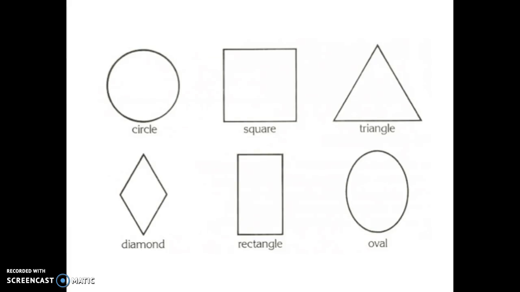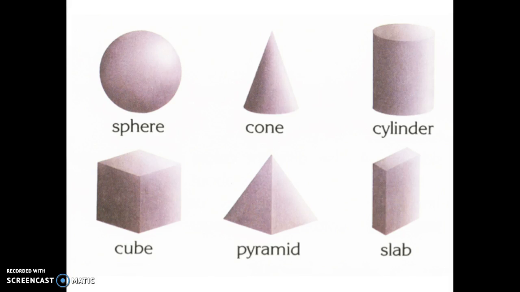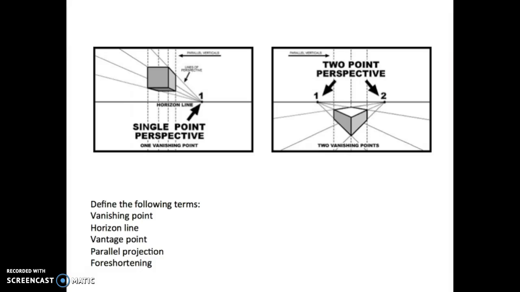The major shapes are circles, squares, triangles, these shapes listed here. The major forms are spheres, cylinders, cubes, pyramids, the forms listed here. We can create forms by using linear perspective. We'll be discussing two kinds of linear perspective. One-point linear perspective, or as is listed here, single-point linear perspective, and two-point linear perspective.